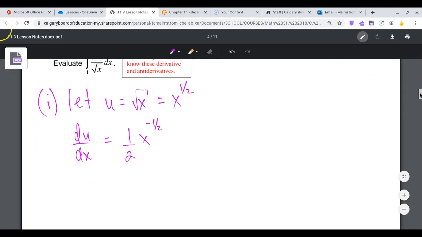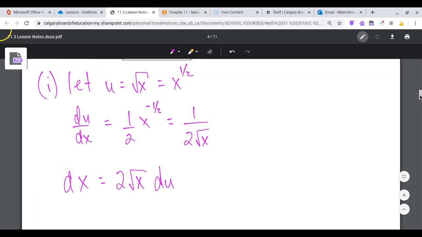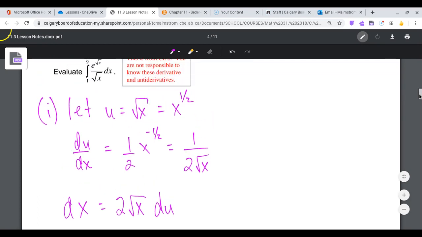And then when we rearrange this, I would end up with dx is equal to 2 root x du. Okay, so again, you don't need to know that derivative, but you should be able to manipulate these no problem. And then the second thing before I actually do the substitution is, this is the added new piece.